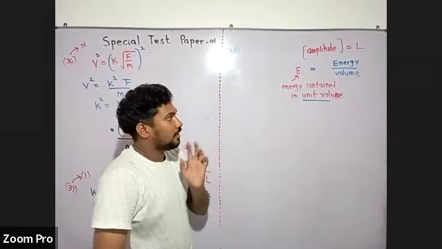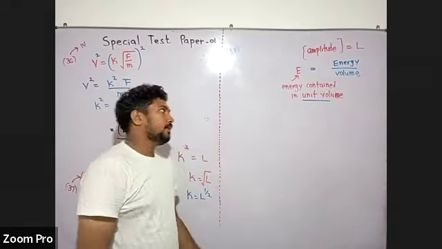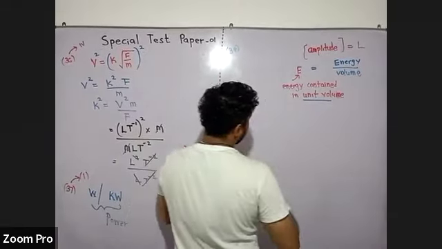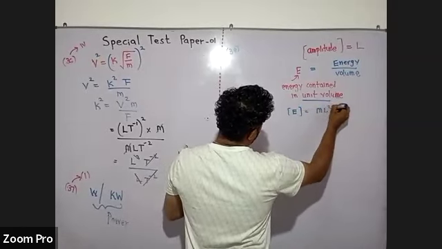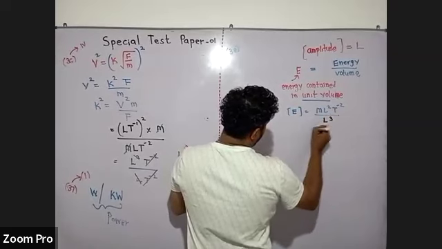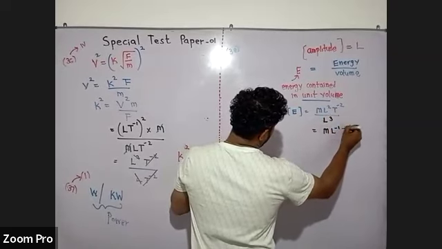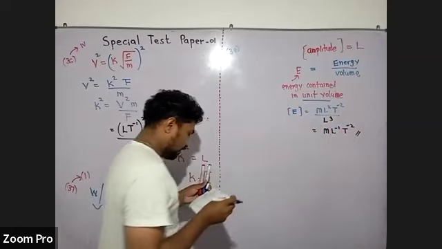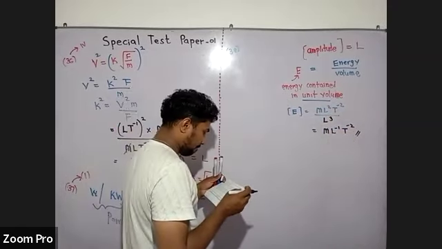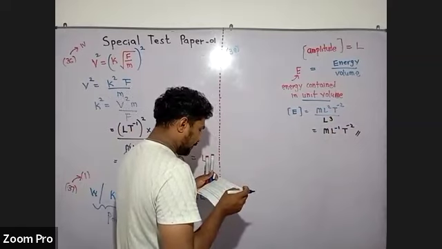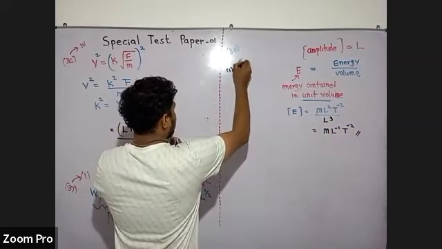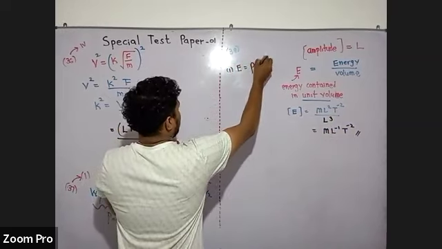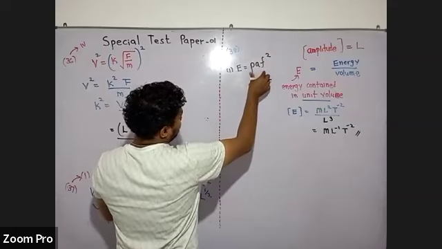So I have told you these things, right? Okay. Now first of all, let's find out the dimensions of E, that is M L squared T minus 2 over L cubed. Then this is the dimensions of E, right? So rho is density, F is frequency, and A is amplitude. Let's consider the first equation. It is E equals rho A F squared. So let's find out the dimensions of this term.